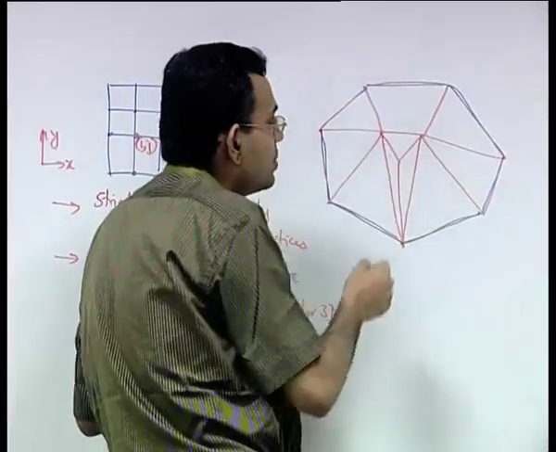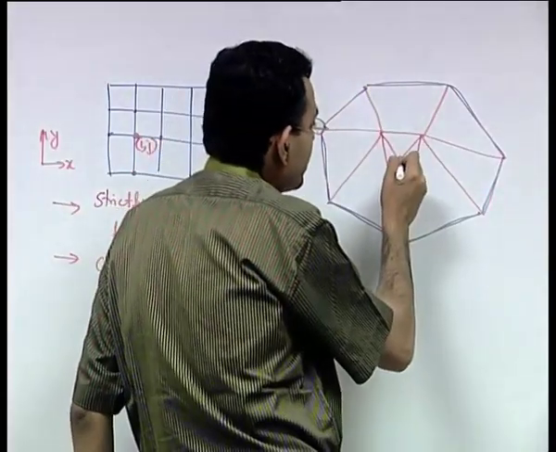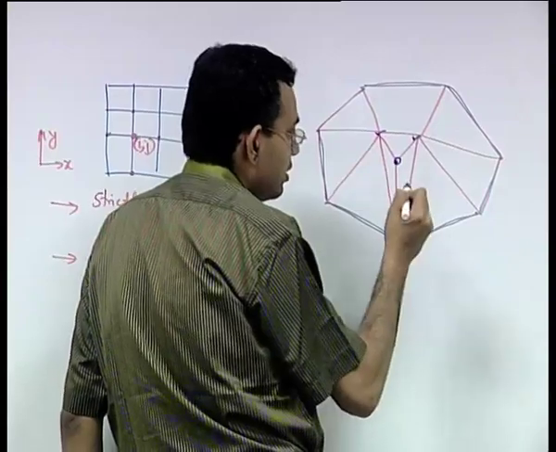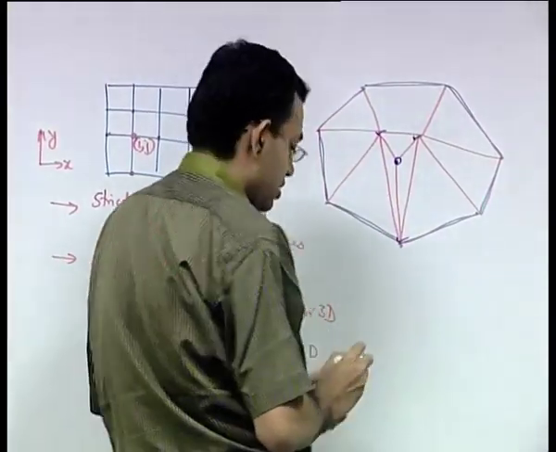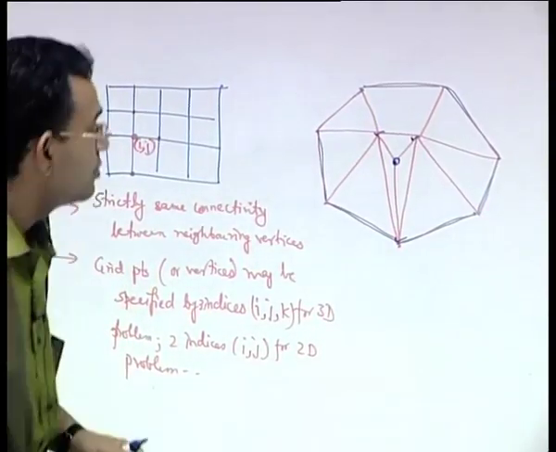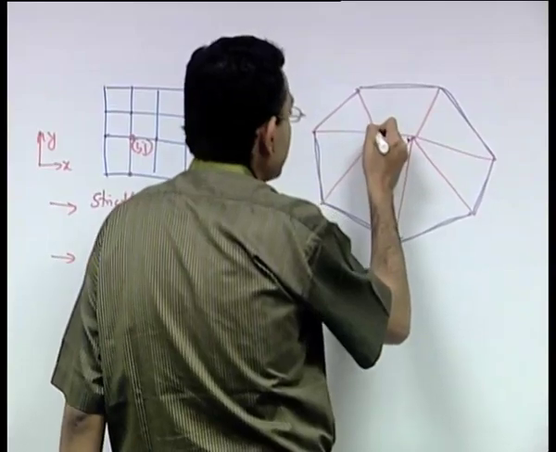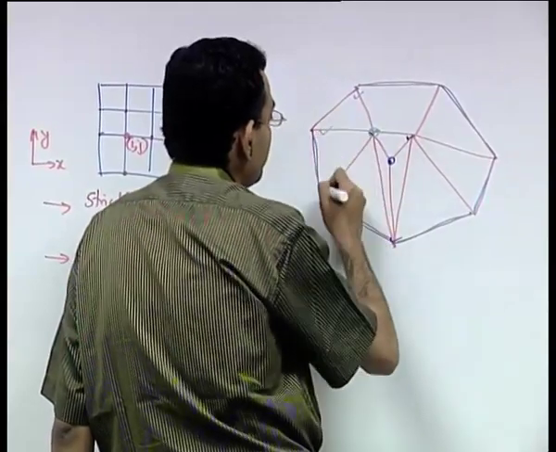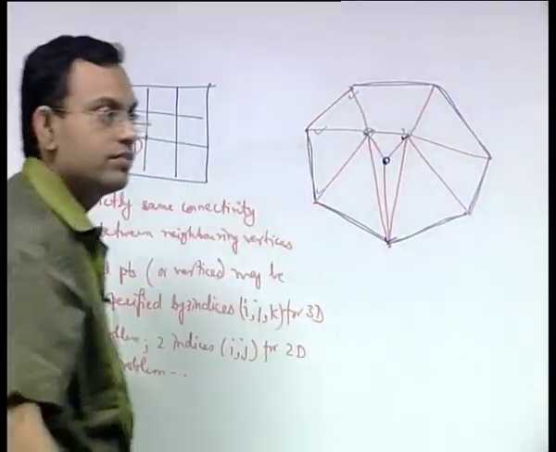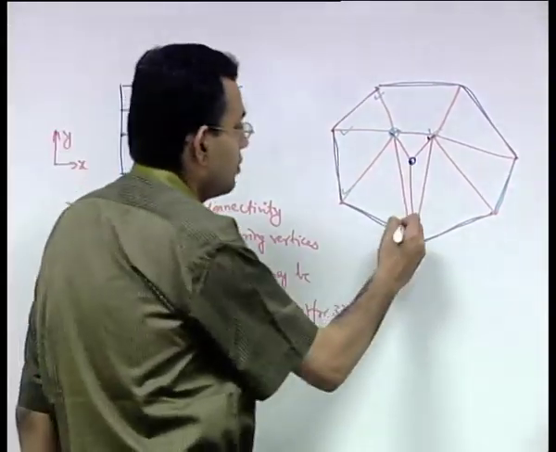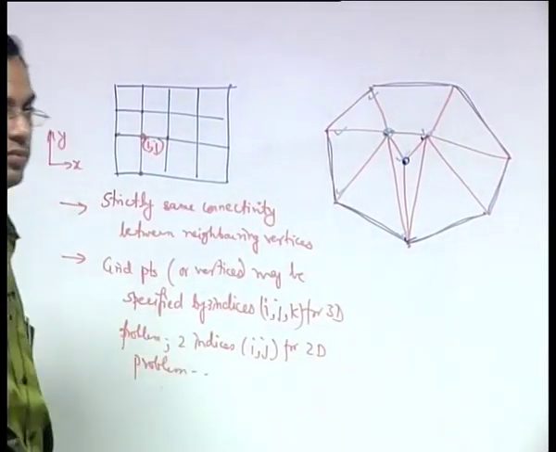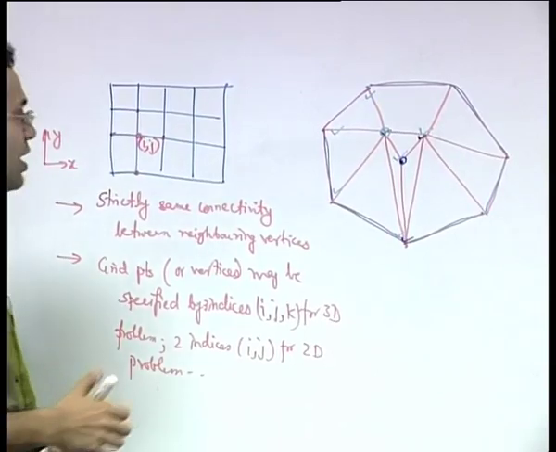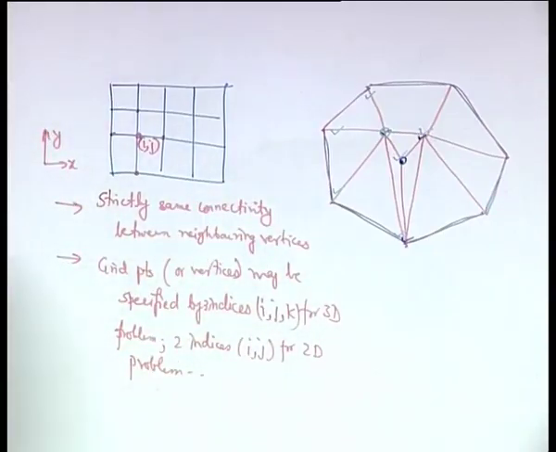Whether it is a valid domain discretization or not, we will discuss later on, but the first thing to observe here is that if you consider a vertex, here you can see this vertex is connected to how many neighboring vertices? 3 neighboring vertices. Let us consider another vertex, say this vertex. It is connected to how many neighboring vertices? 1, 2, 3, 4, 5, 6. So, it is not strictly the same connectivity between neighboring vertices.